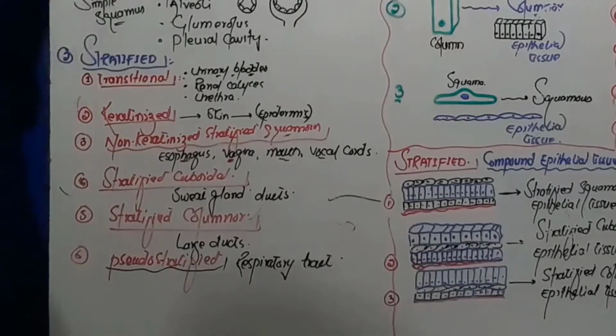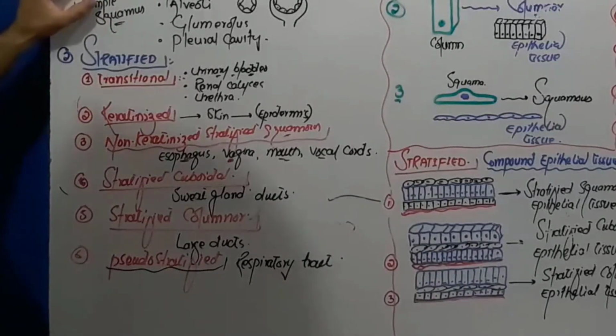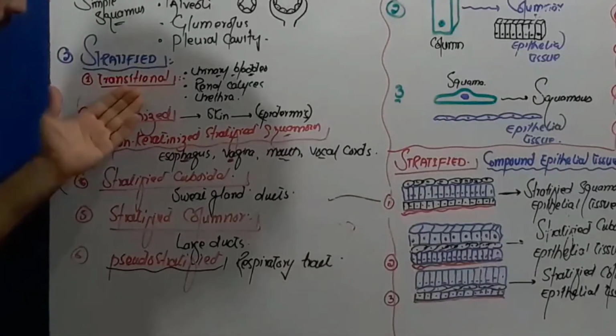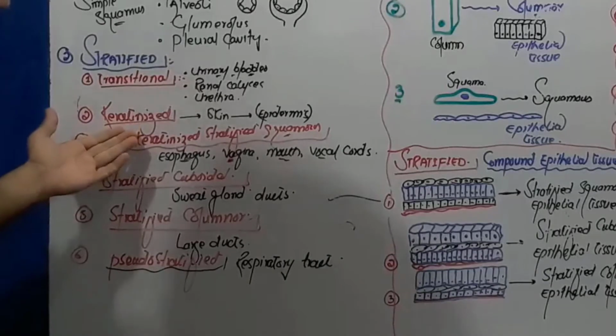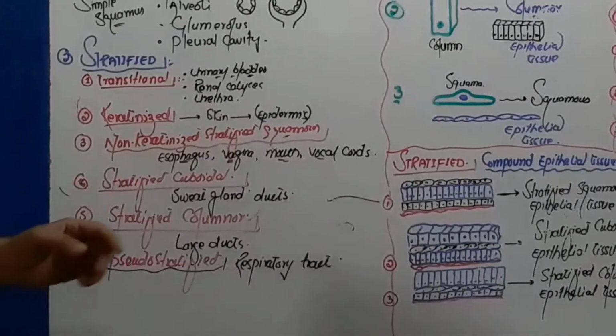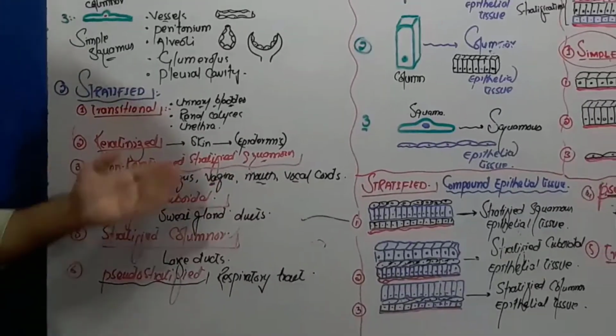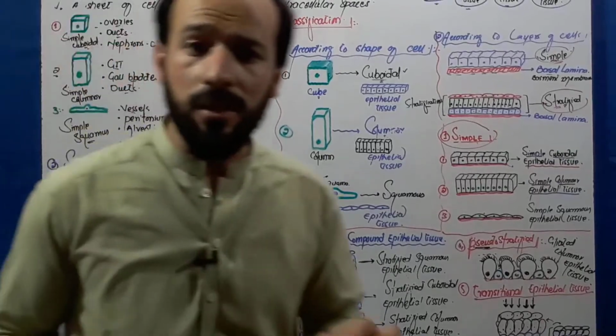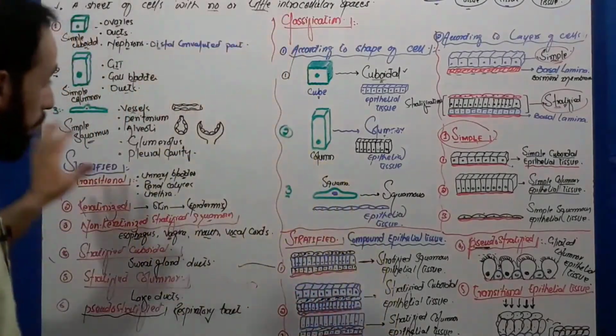So friends, these were some locations of the epithelial tissues which we should know: the simple epithelial tissue locations, simple cuboidal, simple columnar and simple squamous. Then about the stratified, transitional epithelium is present. Then keratinized stratified squamous epithelium is present in your skin, non-keratinized stratified squamous in these areas, and these were the locations of the epithelial tissues that we discussed right here.